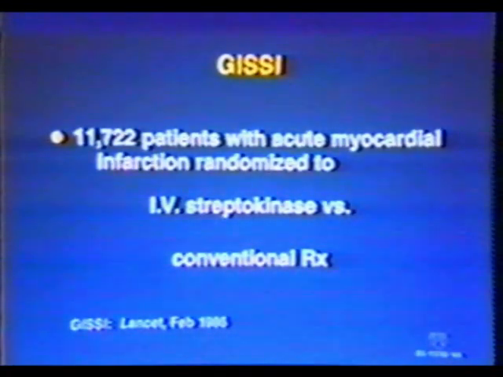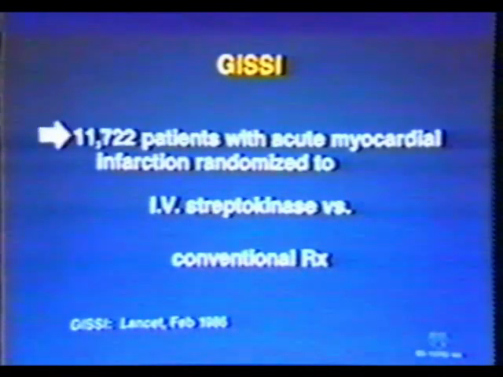Intravenous thrombolytic therapy has become the standard of care for infarct patients who present early enough and who have large enough infarcts to warrant the risks, and who have no definite contraindications, such as a recent bleeding ulcer. The GISSI trial, performed by an Italian study group, has served as a landmark in supporting the use of thrombolytic therapy.